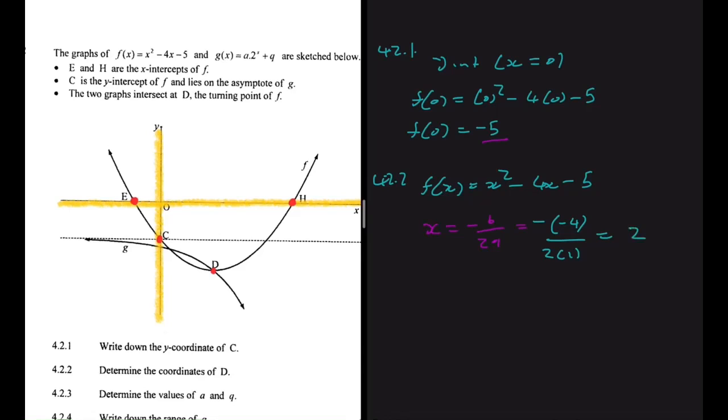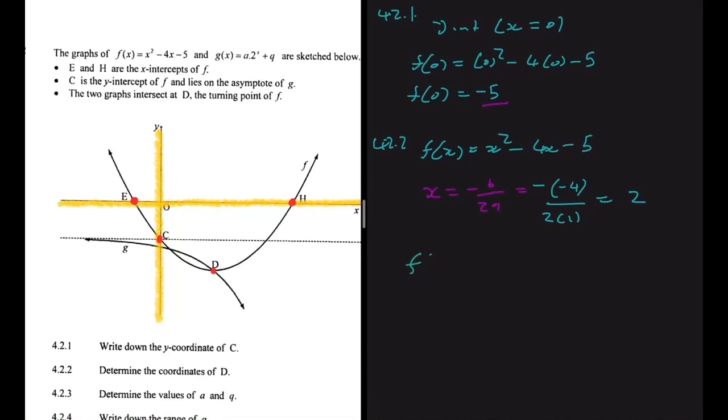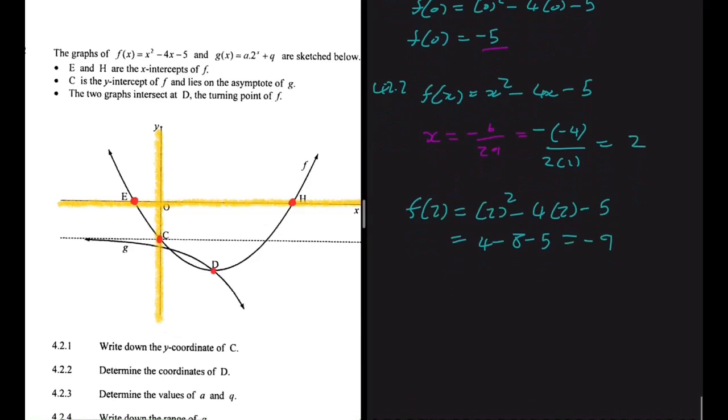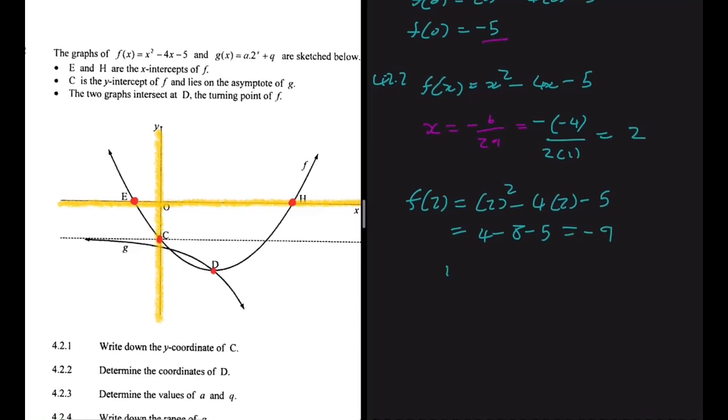Now that we have that 2 there, we're just going to substitute it in the equation f of x, right? f of 2 being equal to 2 squared minus 4 multiplied by 2 minus 5, right? So we have 4 minus 8 minus 5, and that should be equal to minus 9, right? So the coordinates of D, we have 2 for the x value and minus 9 for the y value, right? Yeah, it's easy to see.